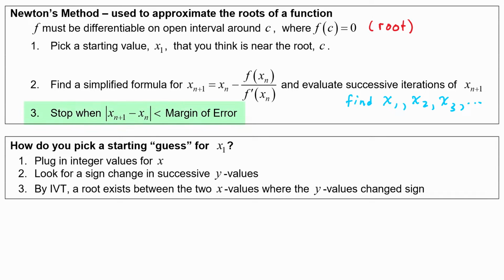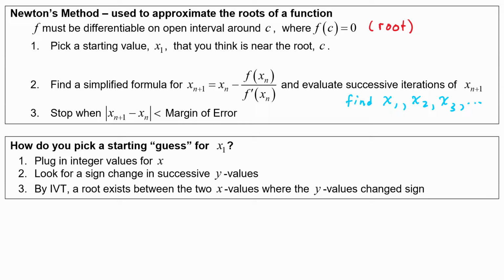Now thirdly, you will stop when the absolute value of xn plus 1 minus xn is less than your margin of error. So all this is saying is that you're close enough to the value that you want to get to. The difference between your two iterations is so close that you're going to call it close enough.